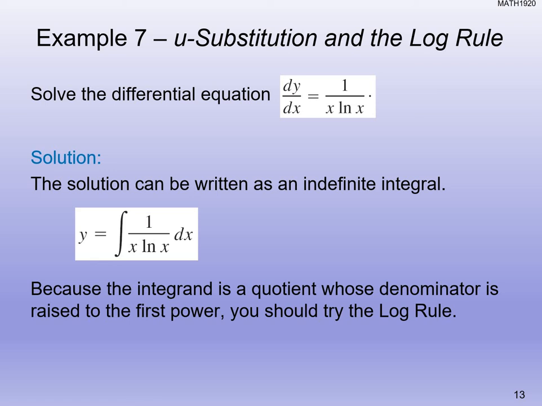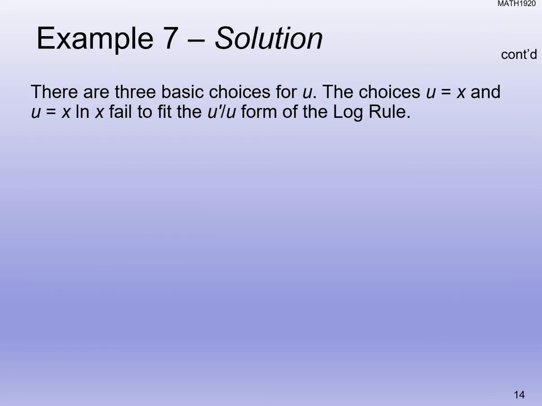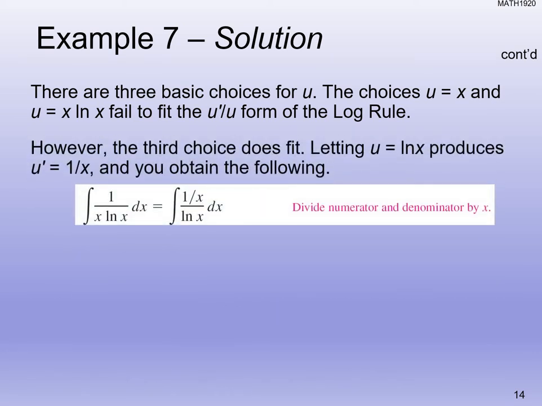Okay, now we should be able to recognize that there is a log rule in there. So how we choose u is very important here. There's a couple choices we could make. We could make u equals x, but that doesn't substitute in right. We have to make sure that we get it in the right form when we do this.